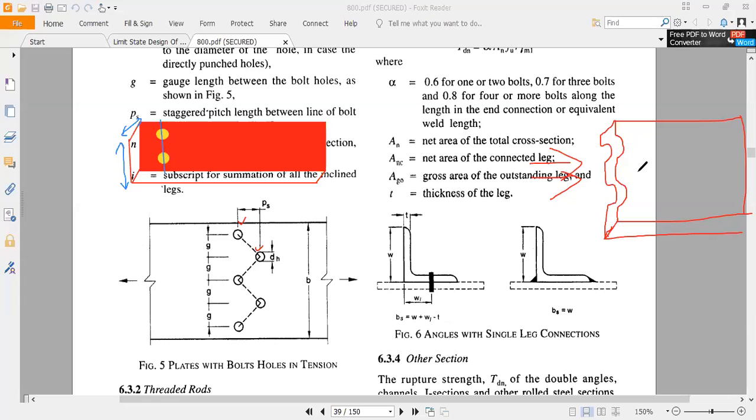Yes, So, sir, समझ में. are you getting it? Yes, sir. Yes, sir.